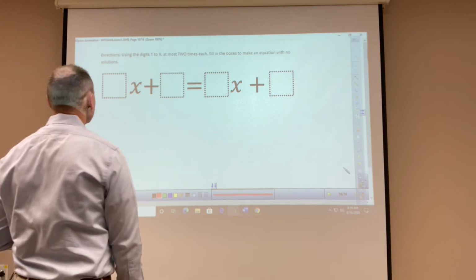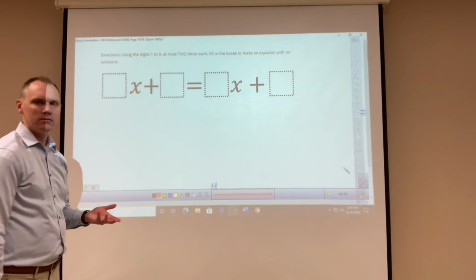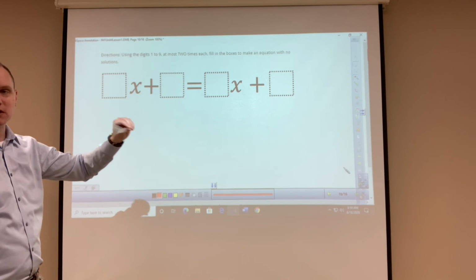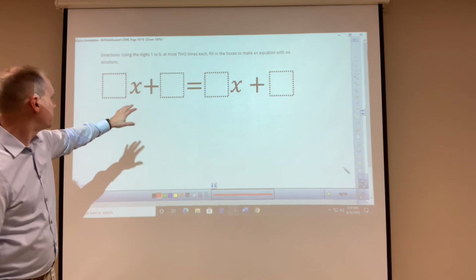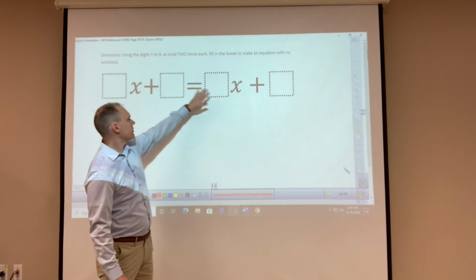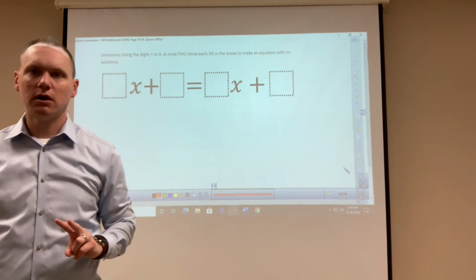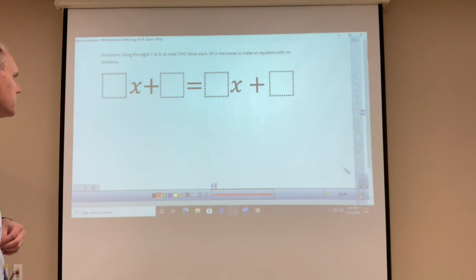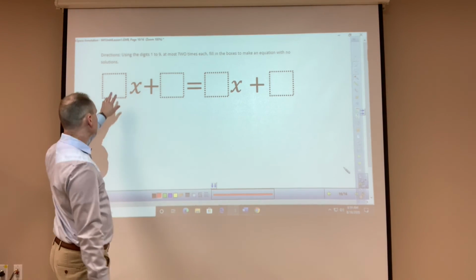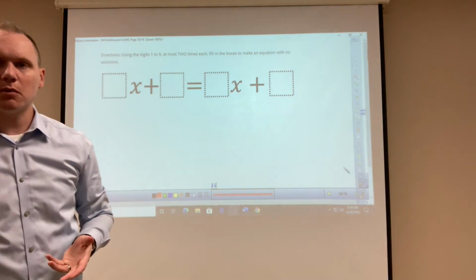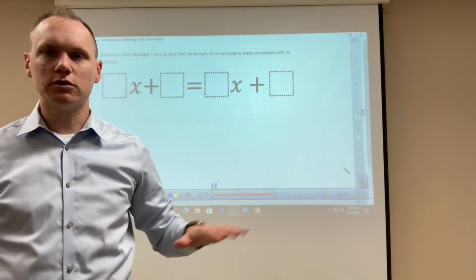All right, so take some time. Again, using the digits 1 to 9, at most 2 times each. So you couldn't put like a 4, 4, and a 4, right? Only two times each at most, using any numbers 1 through 9. You can only put single digits in these boxes. So just try some and see if you can come up with something that creates no solutions at all.